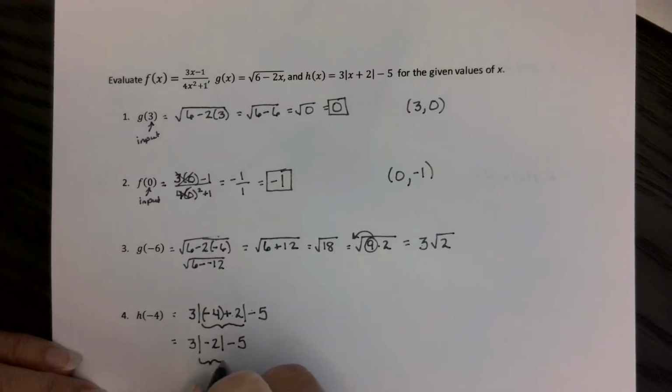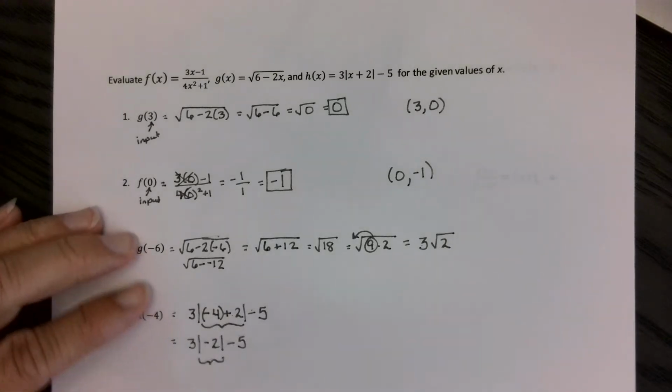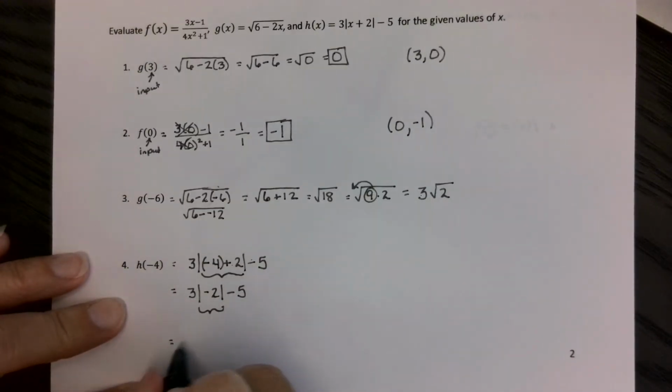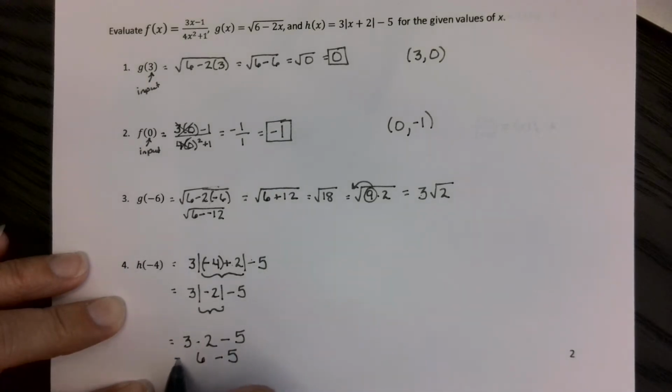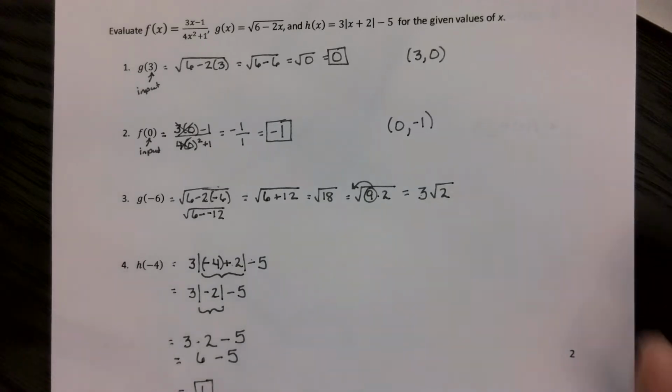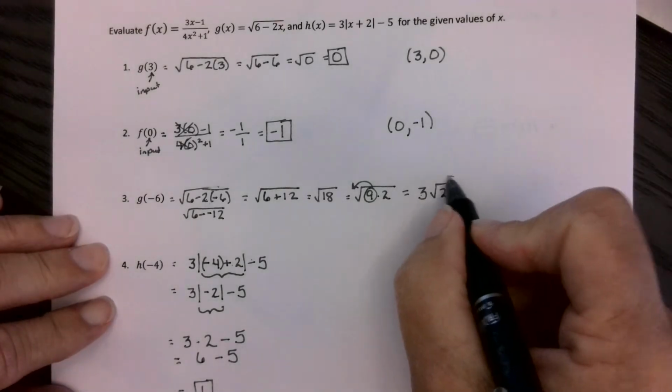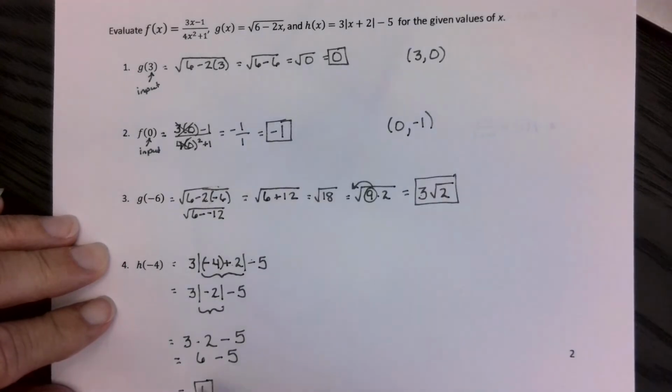Well, inside, this is 3 times the absolute value of negative 2. Well, the absolute value of negative 2 is 2. So you have 3 times 2 minus 5. I'm going to say 6 minus 5 because multiplication comes before subtraction. And we get 1. And again, I think this is what they're asking for, are these two answers.